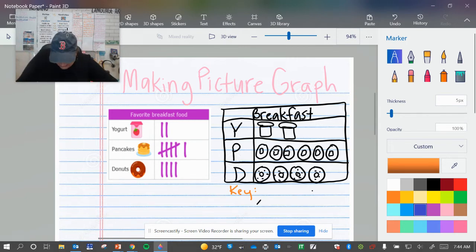So the key, we're going to say one picture, we're going to say one pic equals one vote because people are voting on, excuse me, on their favorite breakfast food. Okay. Sometimes you'll have a picture graph where one picture equals 5 votes or 2 votes or 3 votes. So you got to really pay attention to that key.